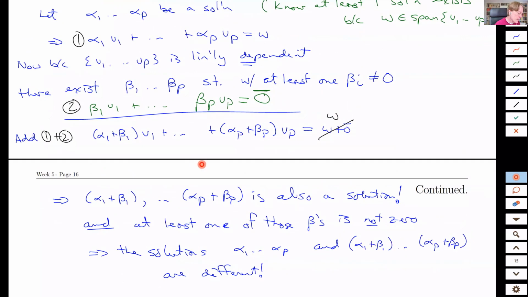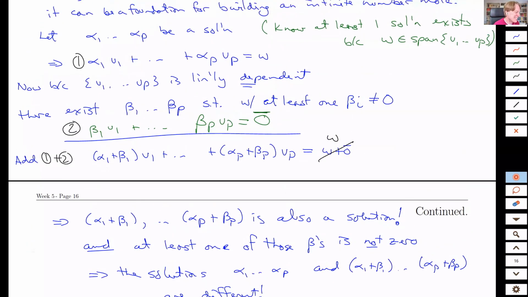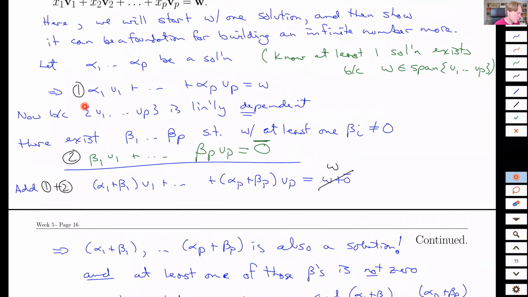And why did these, because I had two equations here. Why would alpha plus beta equal that? Because we had two things that were true. We had this equation: my alphas times the vectors equals W when I add them up. And over here, I had the betas times the vectors adds up to zero. And so I just added those two equations.